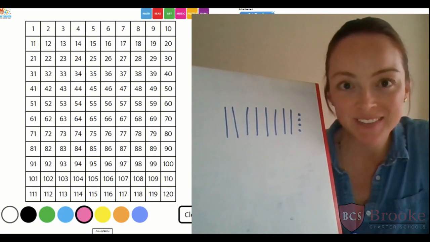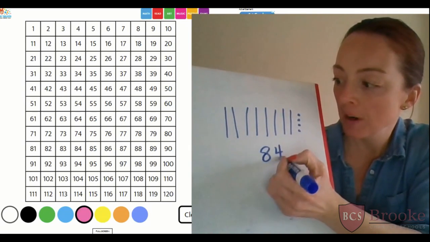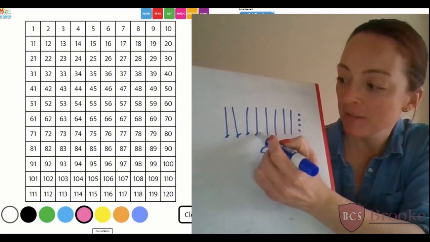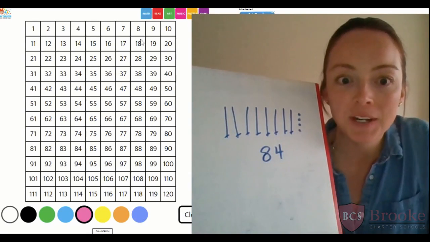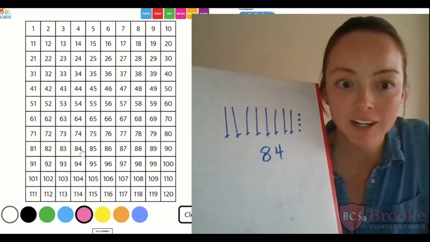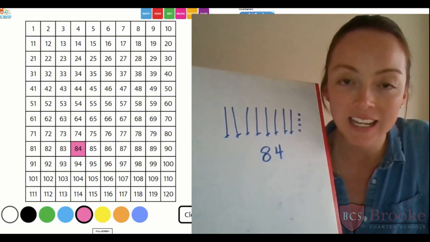Nice job counting up your tens and ones. I'm sure you figured out that's the number 84 because I have 1, 2, 3, 4, 5, 6, 7, 8 tens and 4 ones. So I'm going to go ahead and highlight 84 on my hundreds chart. And now we want to think about what's 10 more and what's 10 less than 84.